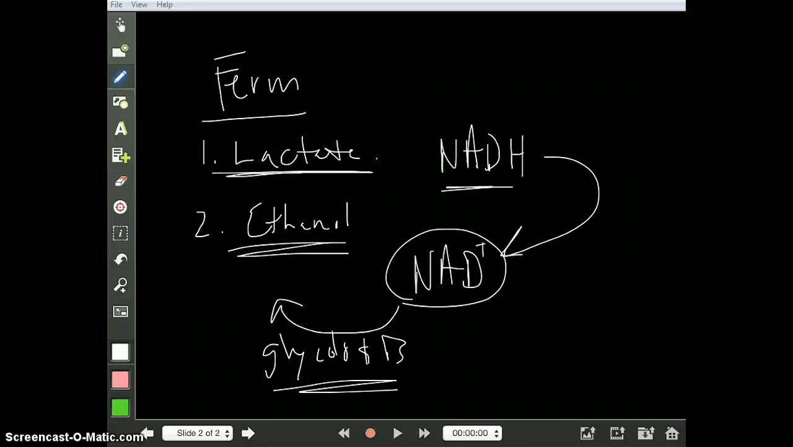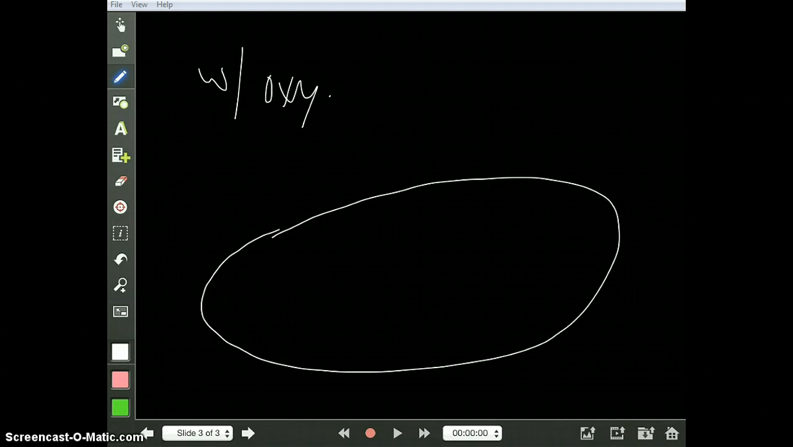Now, with oxygen being present, what we typically see is that we're going to get into this large organelle structure.